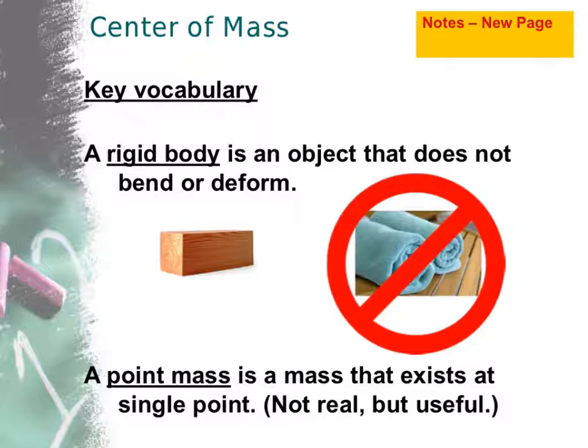The second term that you're going to hear in this lesson is what's called a point mass. Now a point mass isn't real, it doesn't exist in real life. But a point mass is a mass that we sometimes use in physics. It's kind of like an idea where all of the mass of an object exists at a single point. That is what we would call a point mass, or some physicists call it a particle. Those two words are used interchangeably.